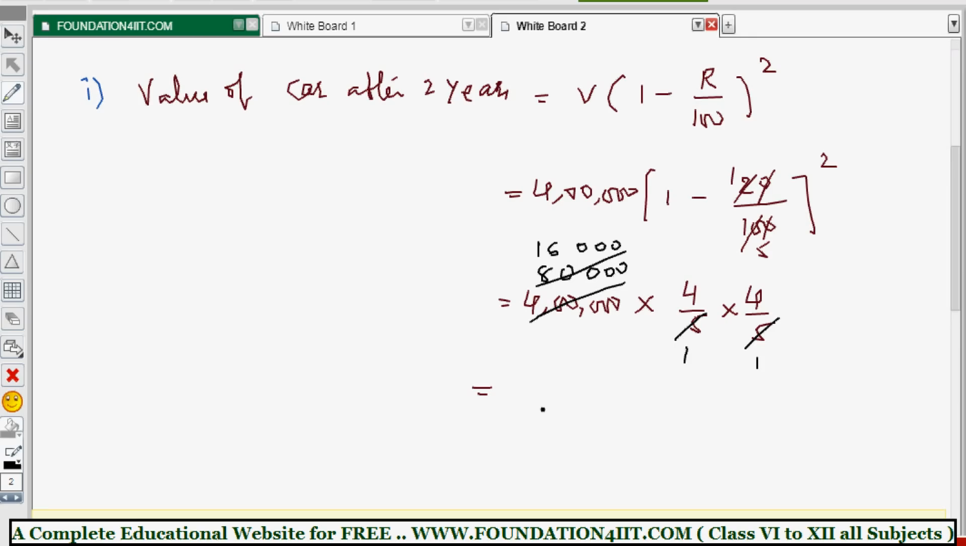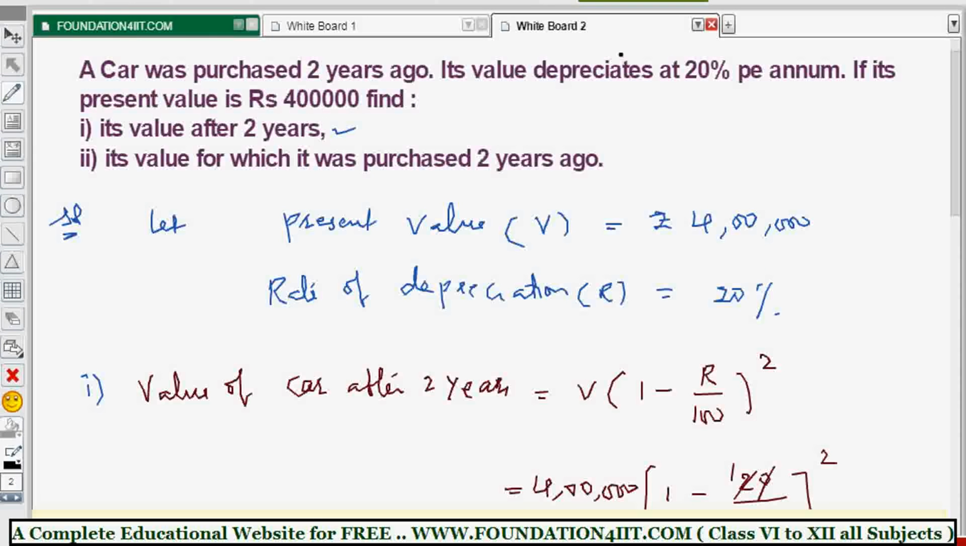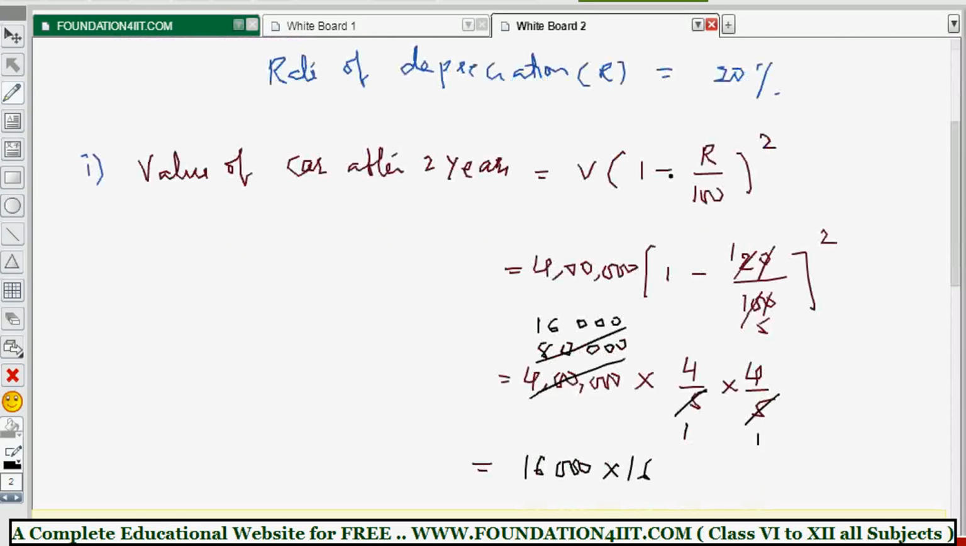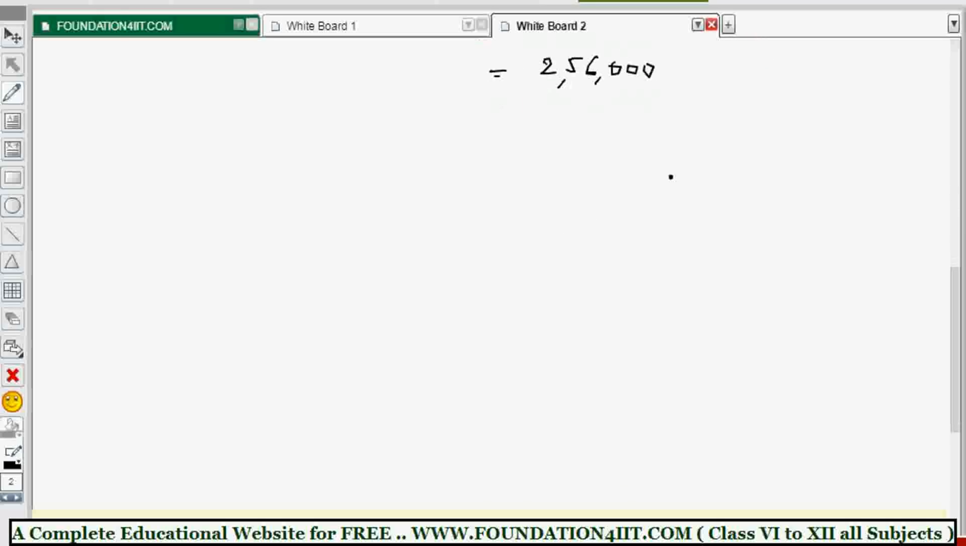So 16,000 into 4 into 4. So 16,000 into 4 4s are 16. Right? 16 16s are 256, 3 zeros. That means this value is 2,56,000. Okay, present value is 4 lakhs; if it is decreasing 20%, then the value after 2 years is 2,56,000. Okay, automatically this value is decreased.